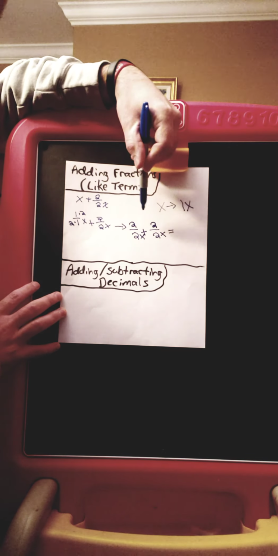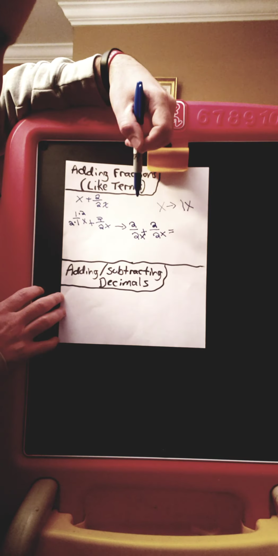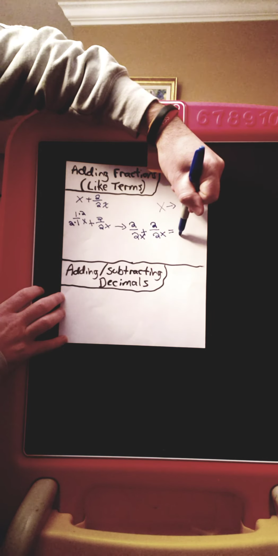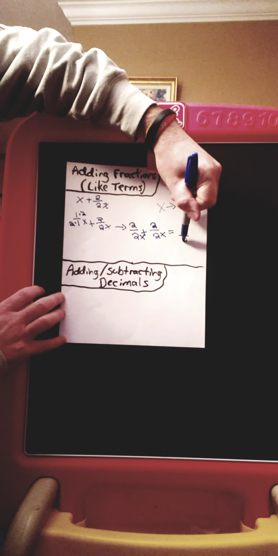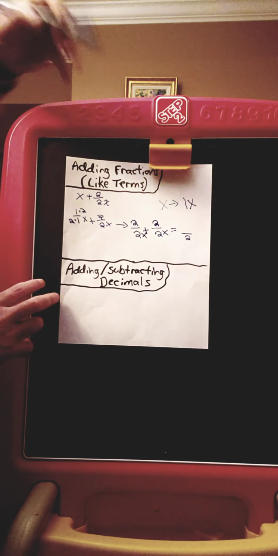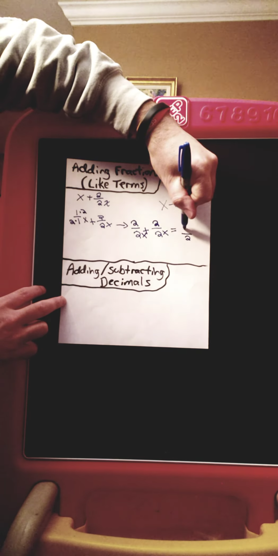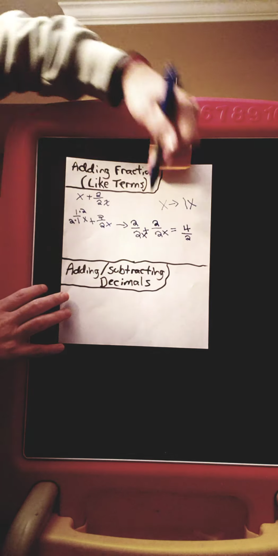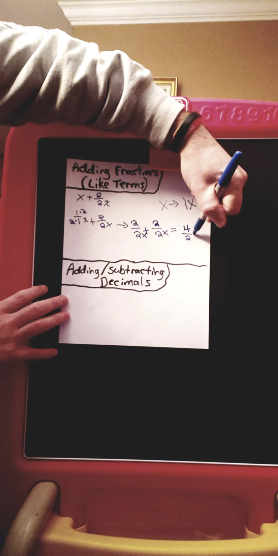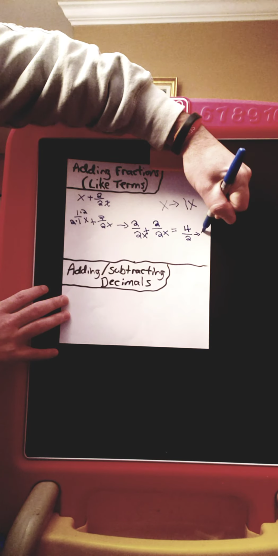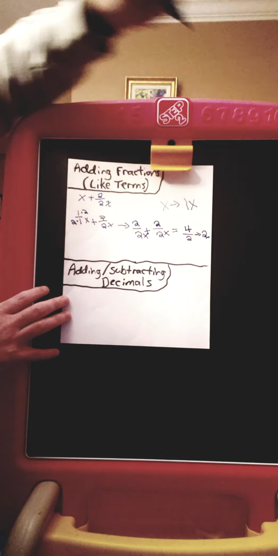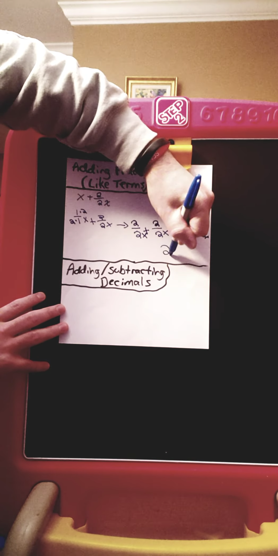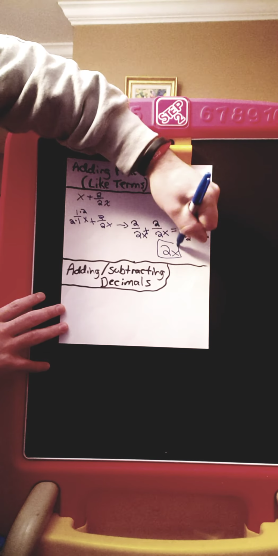Now, when you add or subtract fractions, in this case, when you add the fractions, you only add the numerators. You do not add the denominators. The denominator stays exactly the same. So the denominator is going to be 2. And 2 plus 2 is 4. So 4 divided by 2 is the same as 2 over 1, or just 2. So your answer is 2x, which I'll put right here. So 2x is your final answer.